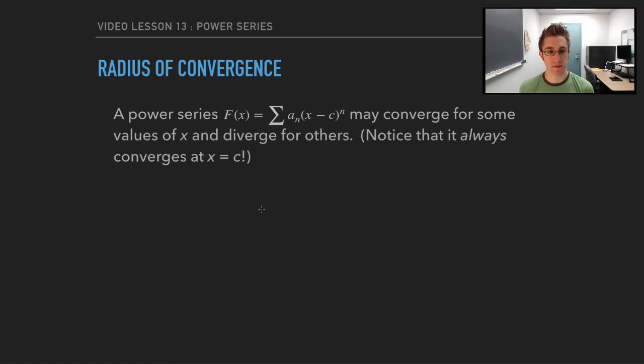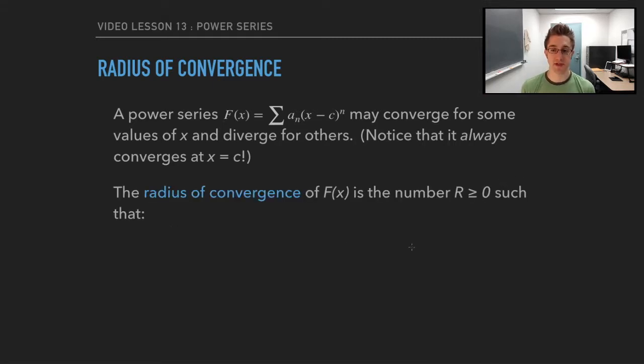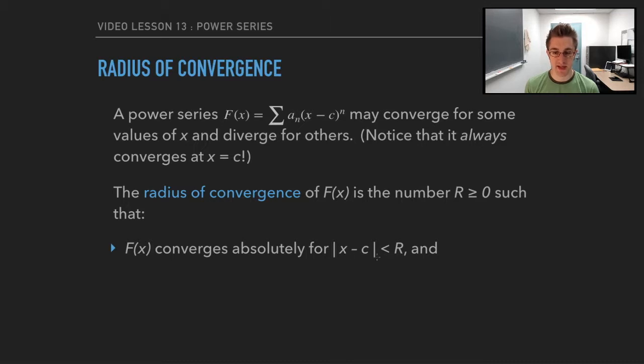Like I just said, a power series may converge and diverge for different values of x. Something to note is that it always converges when x is equal to c, because when I plug in x equals c, I get 0 here, so my series is just the sum of zeros, which obviously converges. Now, the radius of convergence is going to be a number. I'll usually use capital R to denote it, and it satisfies the following. For values of x that are closer to c than R, whenever the difference |x minus c| is less than R, I get absolute convergence. And whenever I have a value of x that is further away from c than R, then the series diverges.